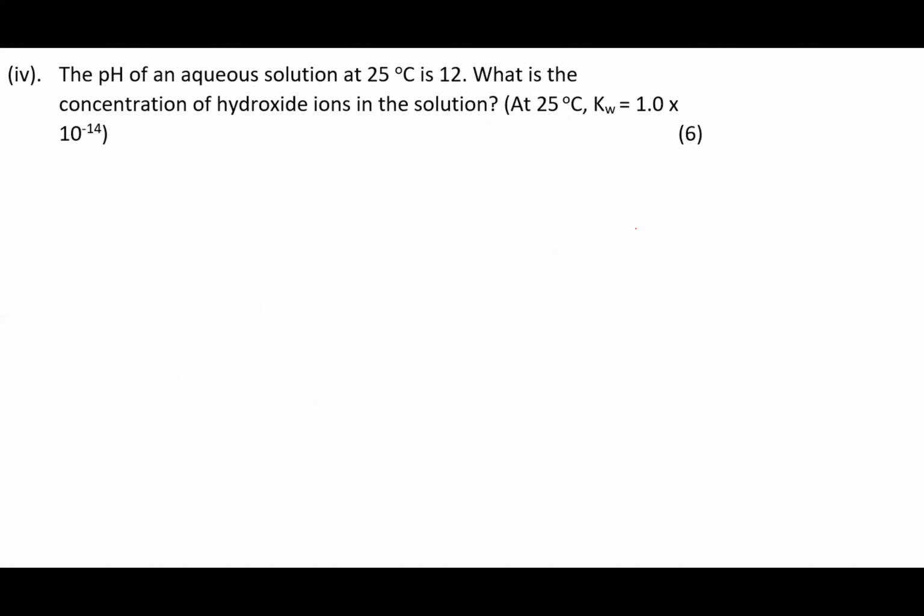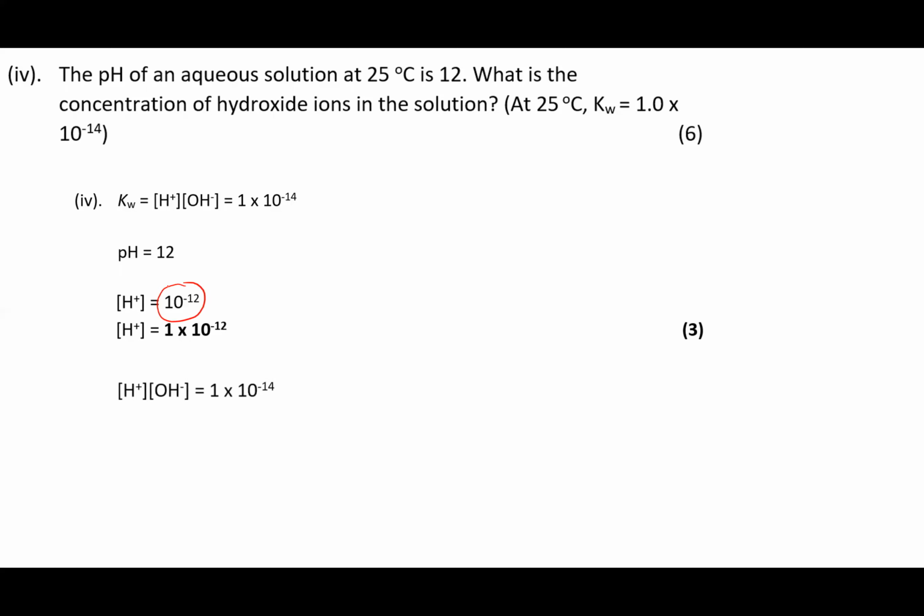Part 4, the pH of an aqueous solution at 25 degrees Celsius is 12. What is the concentration of hydroxide ions in the solution? So we know that Kw, as we've shown in our definition earlier, is equal to the concentration of H plus by the concentration of OH minus, and that's equal to 1 by 10 to the minus 14. pH is equal to 12. So again, we get our H plus concentration from the pH, so it's 10 to the minus 12, or you can write that as 1 by 10 to the minus 12. If you had 10 to the minus 12 here, you get the 3 marks, no problem.